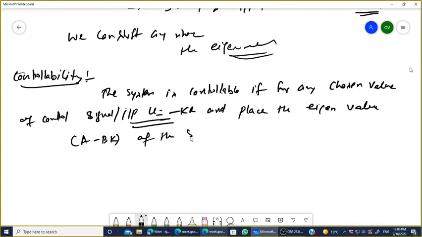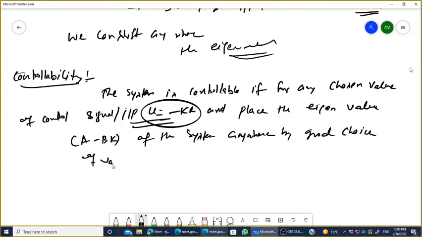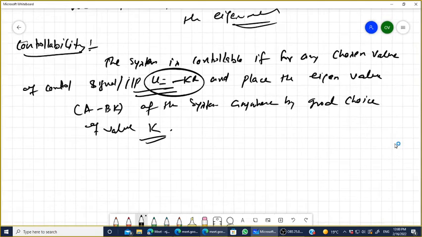Of the system. Not in the left. Anywhere. है ना? That depends on u equals to minus kx. आप कहाँ ले जाना चाहते हैं? Anywhere, by a good choice of value k. Okay, is it clear? Yes or no?